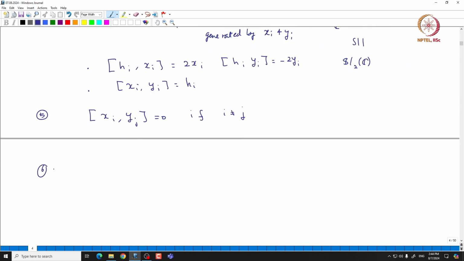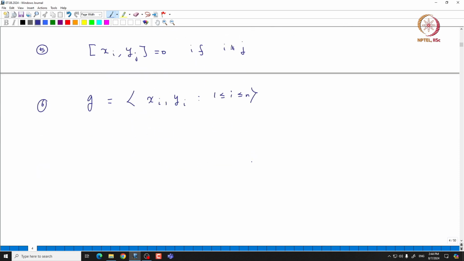Since G is the direct sum of n plus, h and n minus, it is clear that G is, as a Lie algebra, generated by these x_i and y_i for i ranging from 1 to n. Note that the bracket [x_i, y_i] takes care of the h_i part. Since the bracket of x_i and y_i is nothing but h_i, as a Lie algebra G is generated by x_i, y_i for all i ranging from 1 to n.